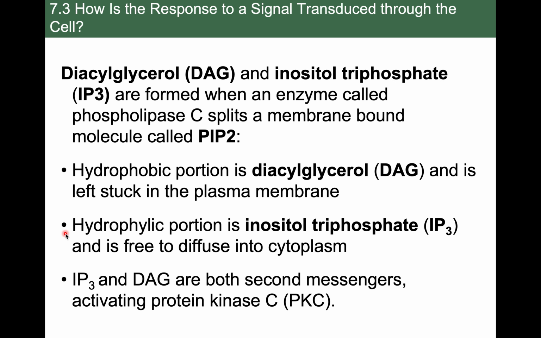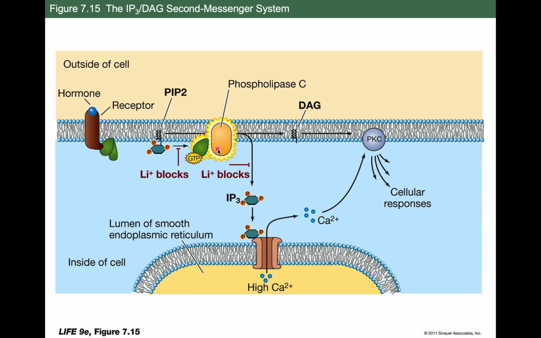The next two second messengers on that list are kind of tied together. So this is DAG and IP3, and they're linked together because both of those second messengers are actually produced from the same precursor molecule, which is this membrane-bound PIP2, it's called. And I'm just going to show you the image here. So I'll focus you in on the middle section here.